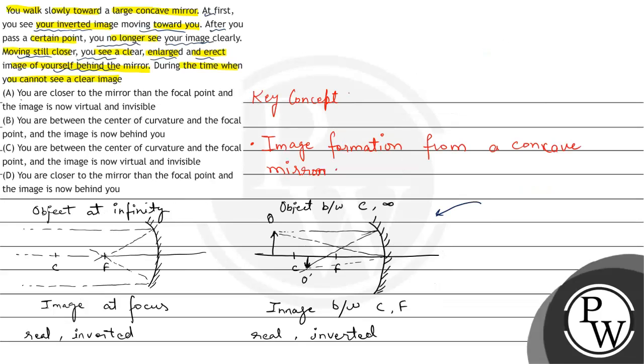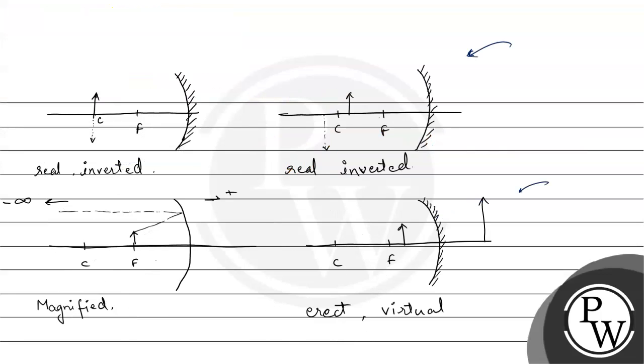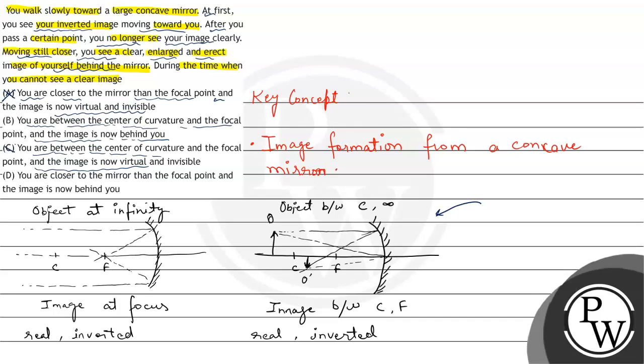So option A says you are closer to the mirror than the focal point and the image is now virtual and invisible. No, option A is wrong. The next option, you are between the center of curvature and the focal point and the image is now behind you. Let's check option C. You are between center of curvature and focal point. The image is now virtual and visible. No, it is wrong because when we are between center of curvature and focal point, the image is real and inverted. So option C is also wrong.